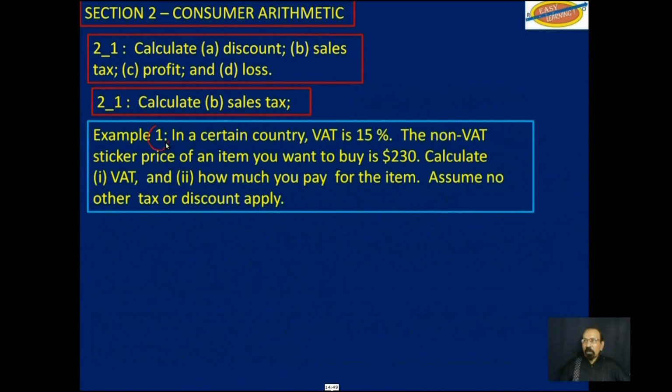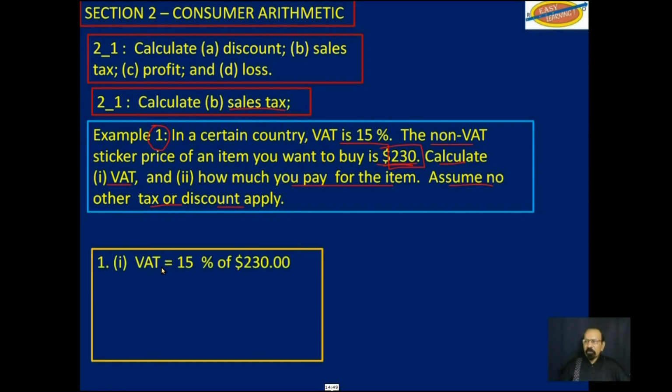So, example 1, calculating sales tax. In a certain country, VAT is 15%. The non-VAT sticker price of an item you want to buy is $230. So this does not include VAT. Calculate the VAT, how much is the actual value-added tax, and then how much you must pay for the item. Assume no other tax or discount applies.